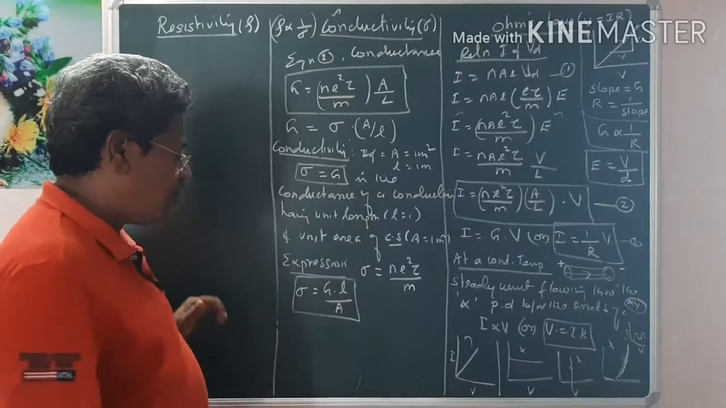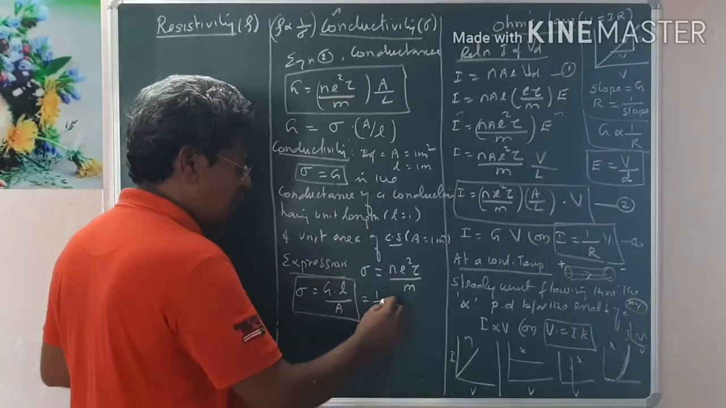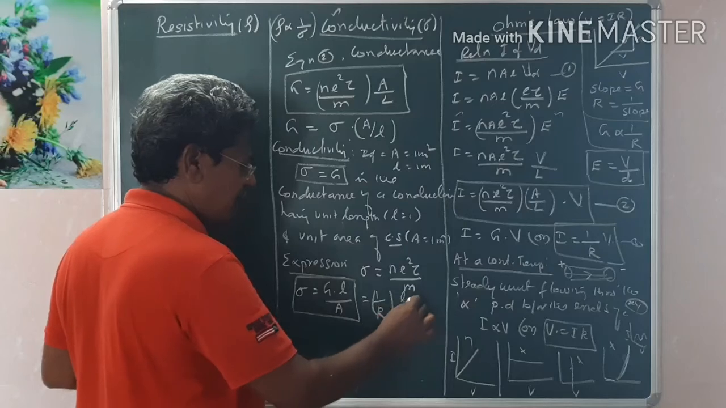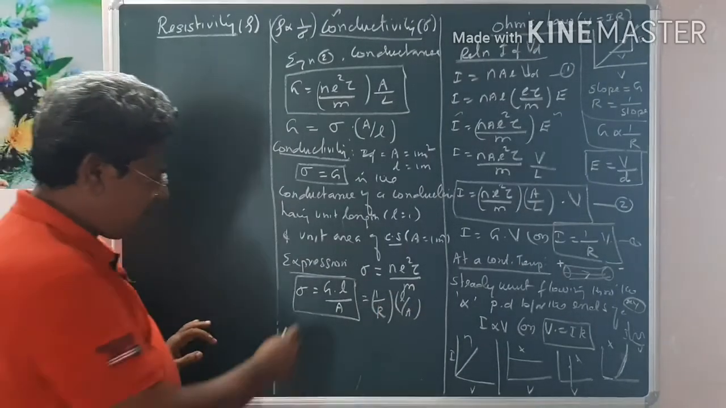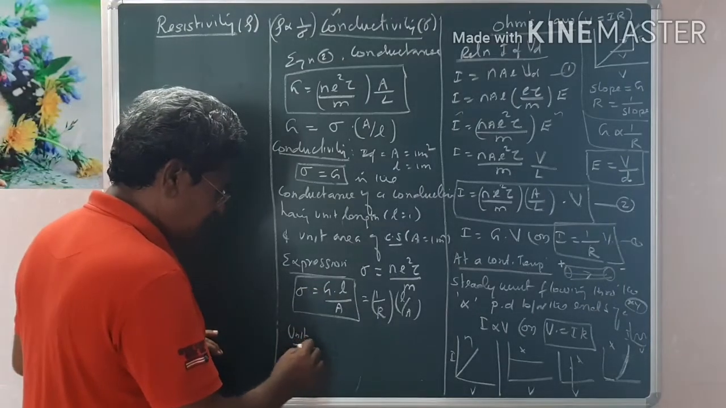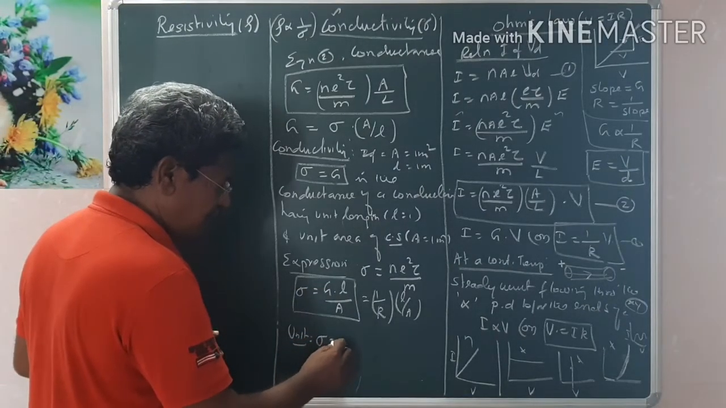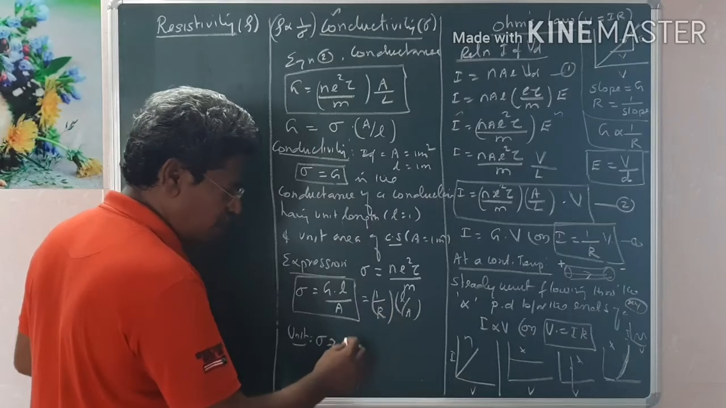If G is the conductance, this can also be written as 1 by R into L by A. Then what is the unit for conductivity? Now you see, the unit for conductivity sigma can be written as 1 by R, and R is in ohm, so 1 by ohm.